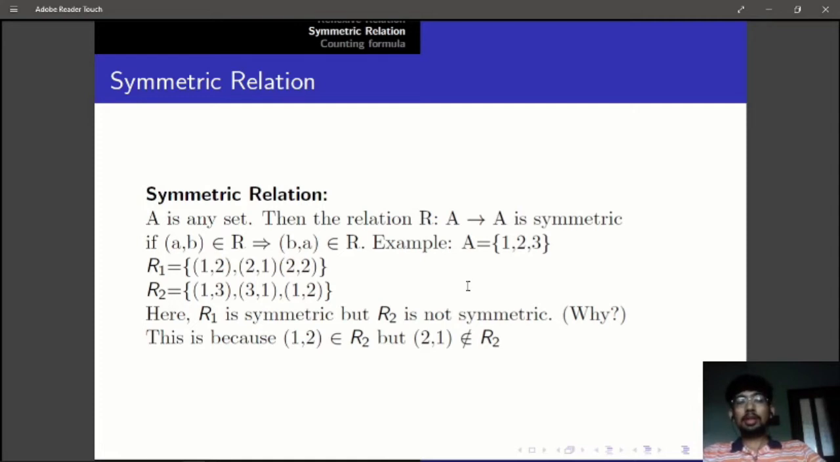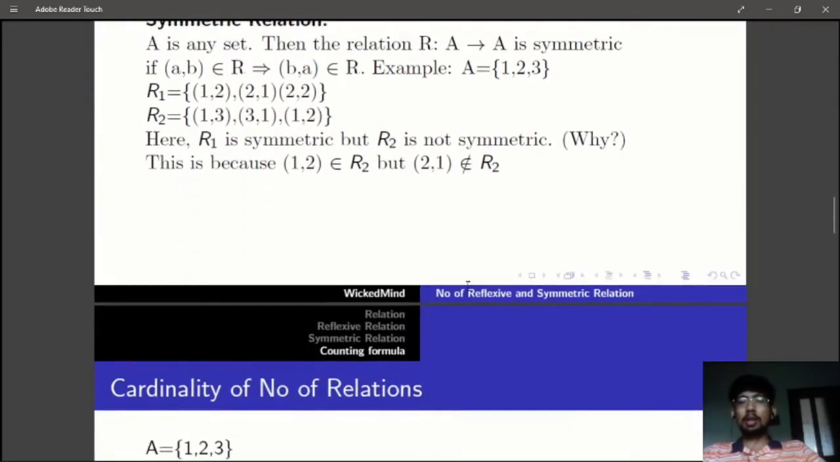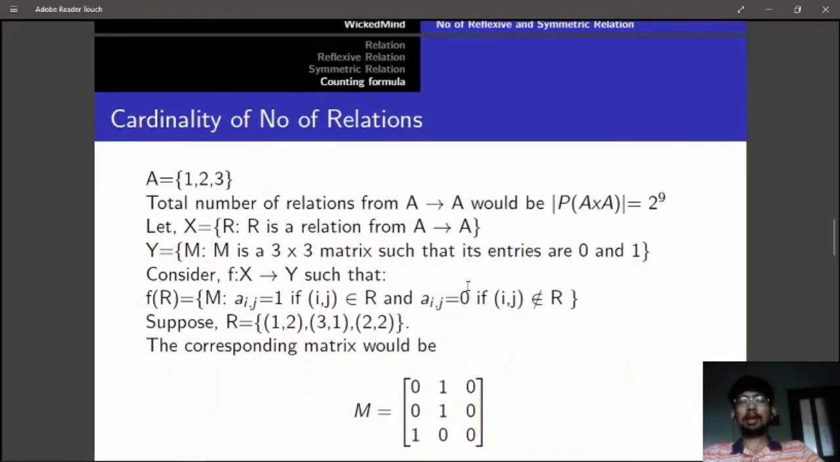For example, I have taken A equals {1, 2, 3}. Then following are some relations. I have to see whether they are symmetric or not. The first relation R1 is (1,2), (2,1), (2,2). Ordered pair (1,2), so (a, b), so (b, a) must be present. (2,1) is present, so it is a symmetric relation. Next, (1,3) is present, (3,1) is present, okay. (1,2) is present, (2,1) must be present to be symmetric, but it is not there, so it is not symmetric. Okay, now let's come to the last section, counting formula.